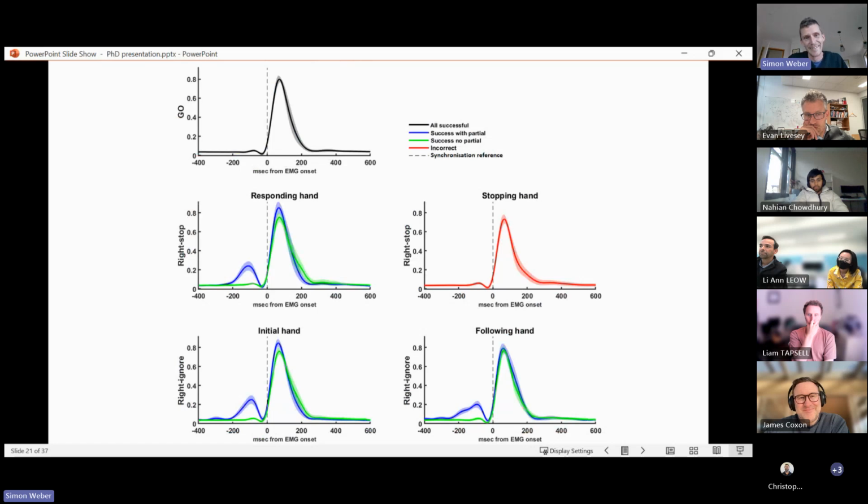Who knows? Maybe I'm just speculating wildly here, but maybe even the go stimulus elicits some kind of attentional orienting pause, and this results in muscle suppression, and that's what we're seeing here. That's possible.